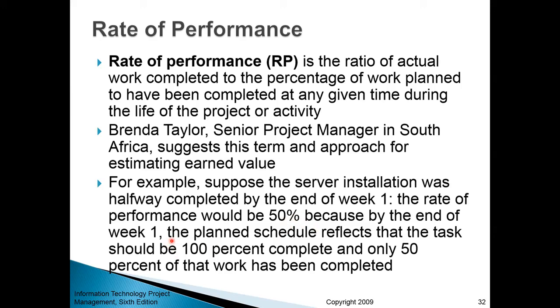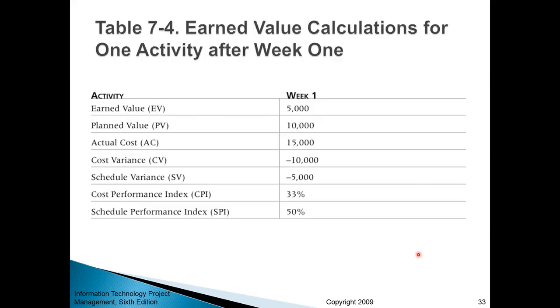So by the end of week one, the task of installing the server should be 100% completed, but it's only 50% completed. So your rate of performance is 50%, right? And then earned value becomes $5,000. Why is it $5,000? Well, because planned value was $10,000, right? In other words, you estimated, let's say, it costs $5,000 to purchase and install a server.